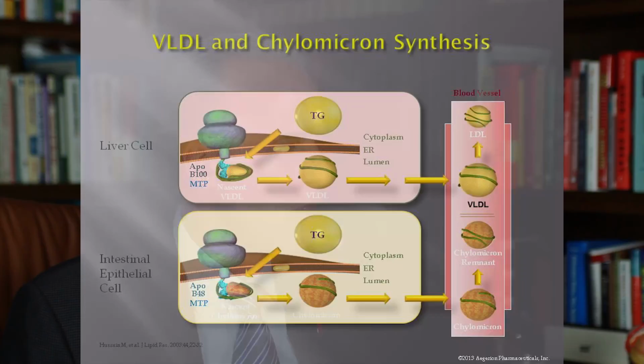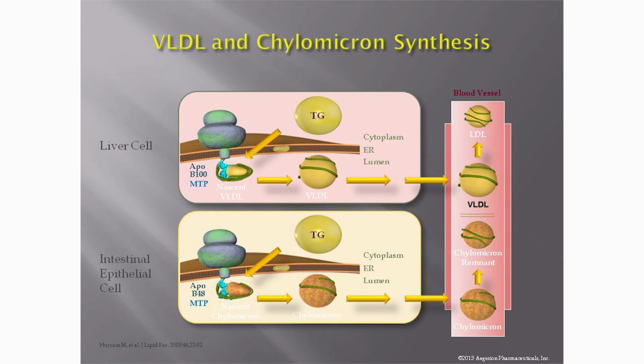The next slide shows the synthesis of VLDL and chylomicrons, and you could just follow it along. You have the ribosome on there, you're building the ApoB, you're wrapping it around the triglycerides and the cholesterol, you're producing the VLDL, you're producing the chylomicron, and you could see how that works.